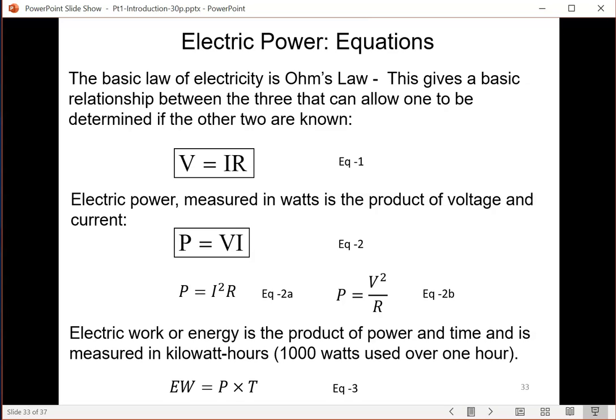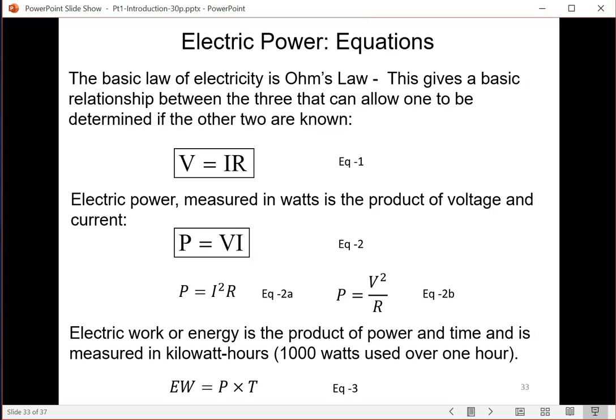For example, Ohm's law. Okay, you will know this, or you should know this. Voltage equals current times resistance. That is a relationship between voltage, resistance, and current on a resistor device. So remember that equation number 1: V equals I times R. That's Ohm's law, for the voltage, current, and resistance relationship of a resistor.